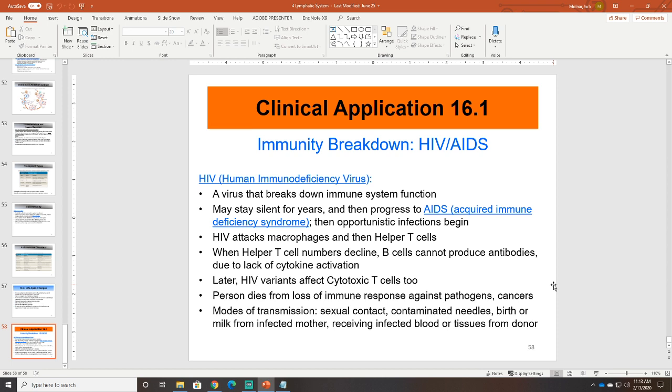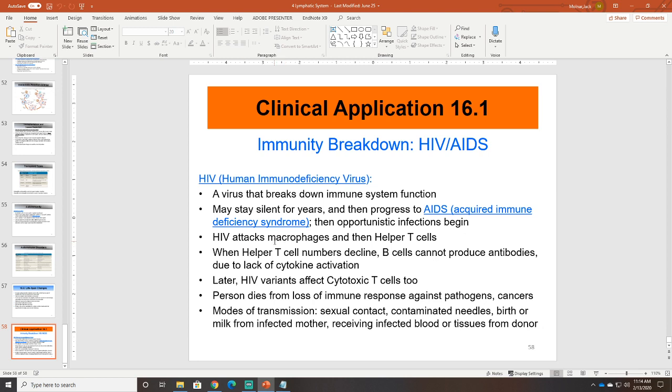All right. So for HIV and AIDS, HIV is the human immunodeficiency virus, and this is a virus that breaks down the immune system's function. It can stay silent for a number of years and then progress to AIDS, which is acquired immune deficiency syndrome. So HIV, just to be clear, is the virus. AIDS is the syndrome. What is a syndrome? Well, it's a collection of symptoms. So the condition is AIDS. The virus that causes it is HIV.